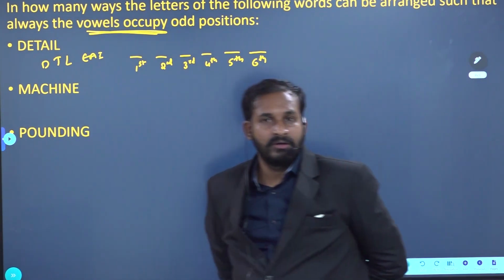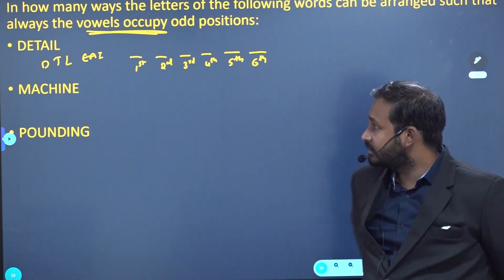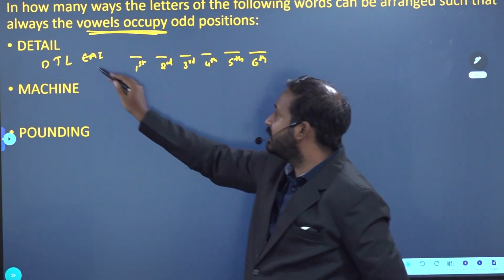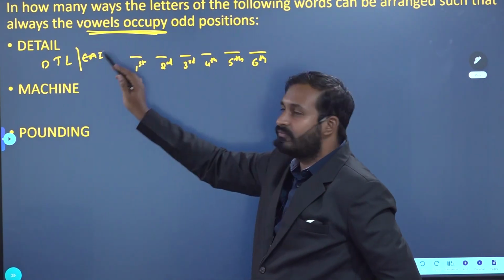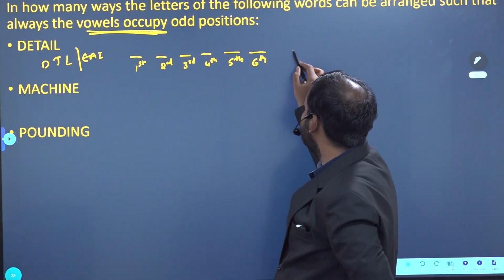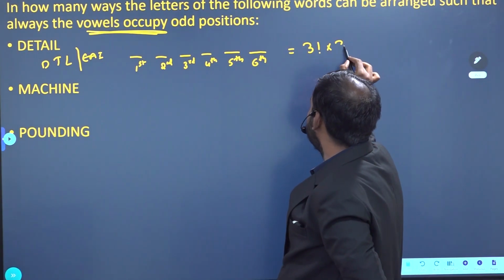How many consonants and how many vowels do I have here? 3 and 3. Luckily, here I have 3 of each. So 3 consonants should occupy even places and 3 vowels should occupy odd positions. So what will you write here? 3 factorial into 3 factorial.